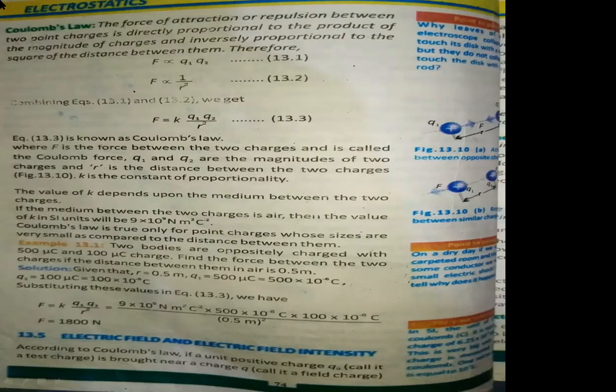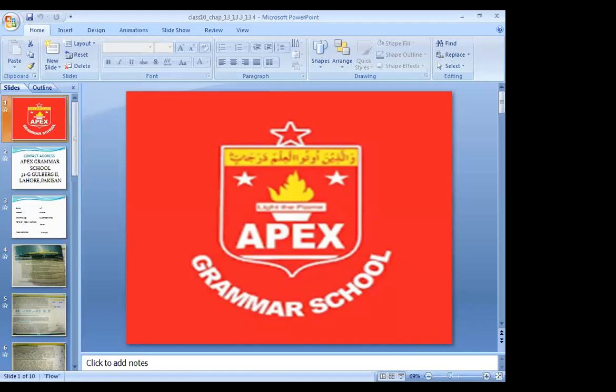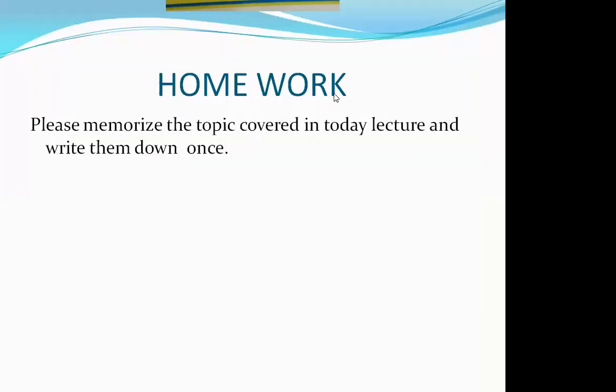And your homework is this. Please memorize the topic covered in today's lecture and write them down once. You need to write them down on the rough register. I won't check the rough register. I will check only the neat register.